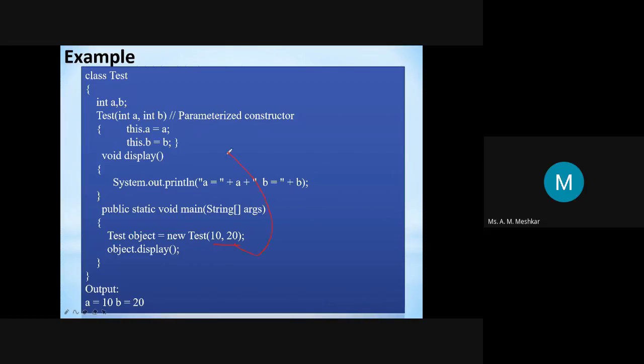So what will happen here? Wherever your Test object is created, this will help to initialize the values of the current object's data fields. So automatically the value 10 will be initialized into a and 20 into b. And hence when we invoke the display function using the object name, you will see a equals 10 and b equals 20.